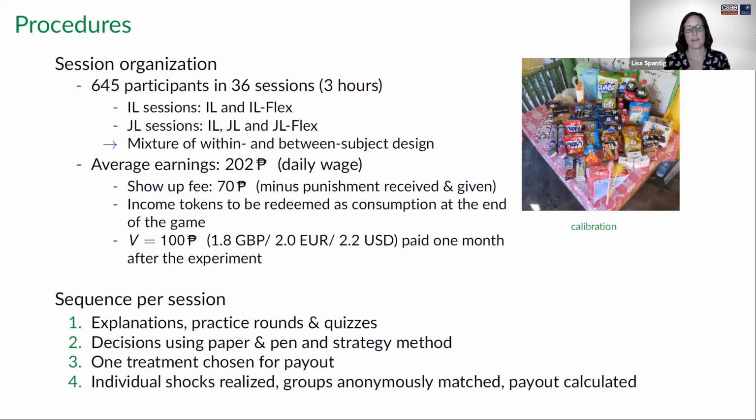How did we incentivize all this? So at the end of the decisions of the individual with flexibility treatment or the joint liability with flexibility treatment, we had one treatment chosen for payout, and then we actually realized the income shocks and checked which choices participants made during this. Then we anonymously matched the groups or the partners in the group in the joint liability sessions, and then we calculated the overall payouts. And now it's a good time to take questions.